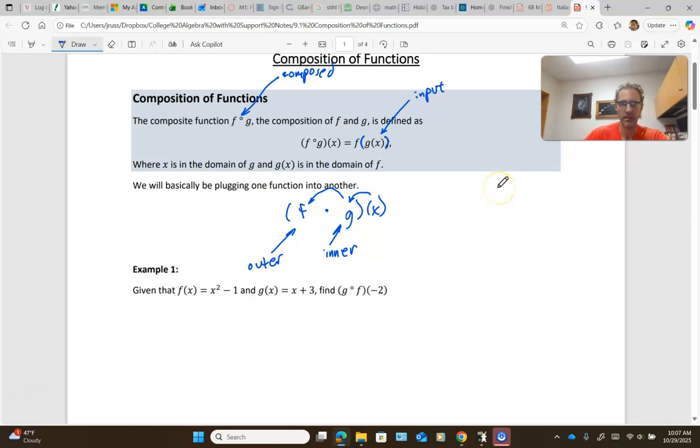We saw some examples in which you may have a composition that consists of many functions, not just two, but that's all we're going to be looking at today. All right, let's look at example 1.